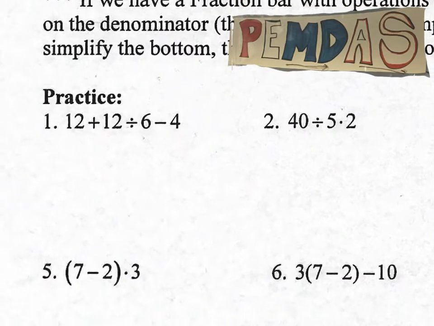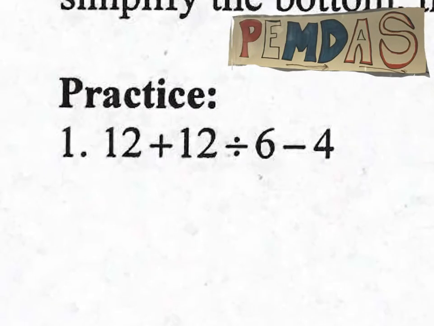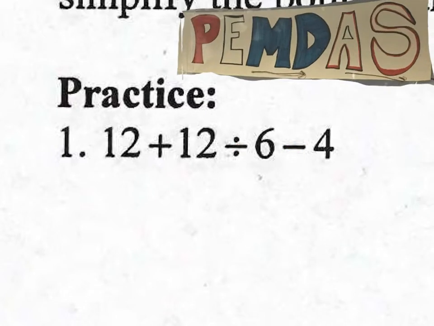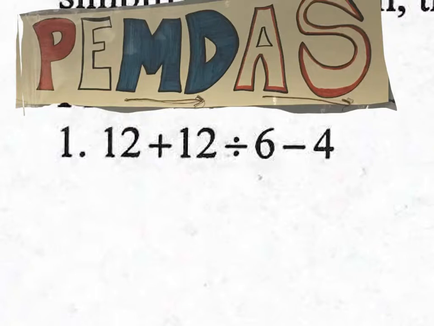So let's practice right here, everybody together. Number 1, how many operations do we have? 3. There's addition, there's division, and there's subtraction. Okay, so which one do we do first according to PEMDAS? Division, right? Now again, is there parentheses? No. Is there any exponents? No. Is there multiplication or division? Yeah, there's division, so that's what we need to do first.